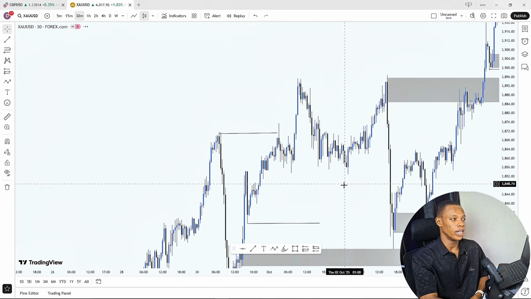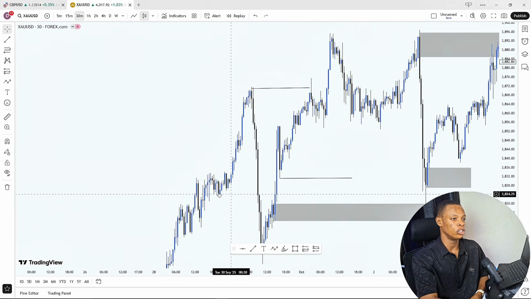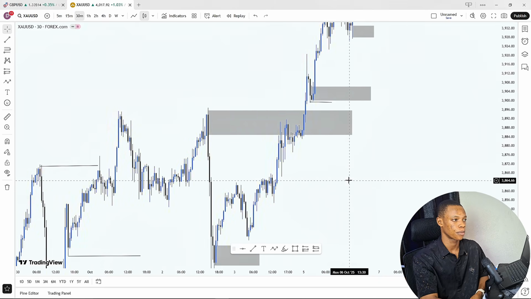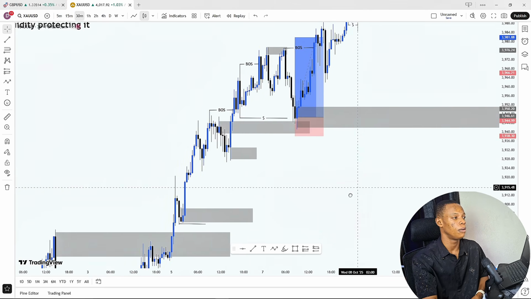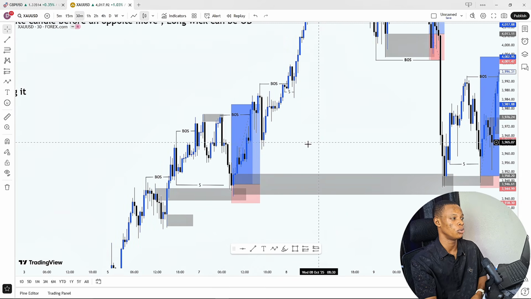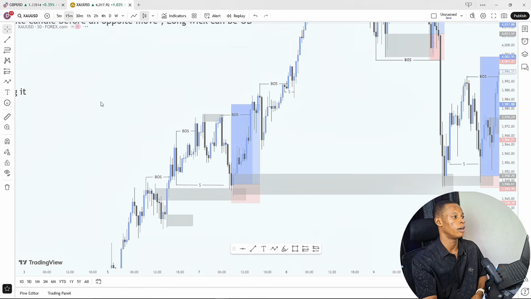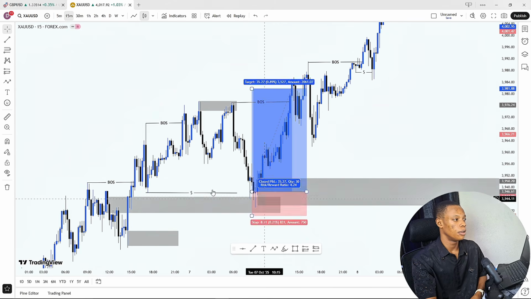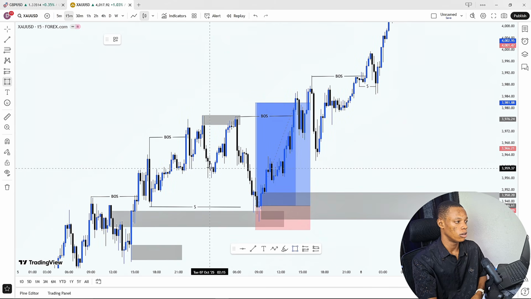Let me show you another block that is not valid, and you're going to see for yourself that the price will not respect it. Let me find a nice example and then show you. This is a nice example right here. Now watch the price at this order block.